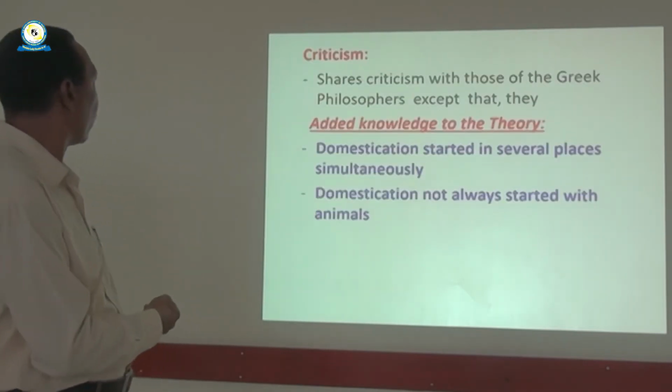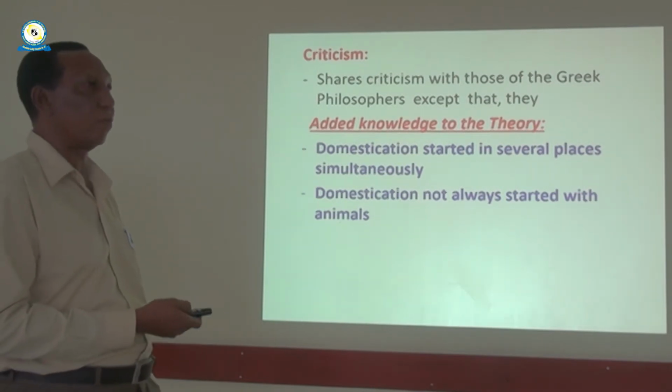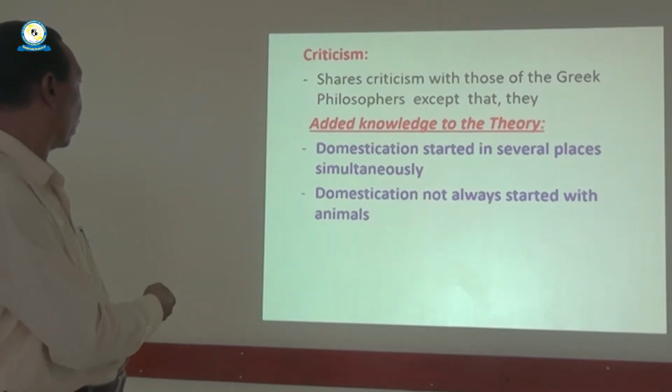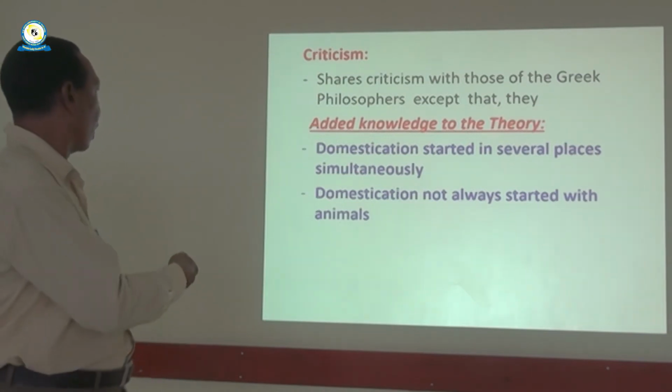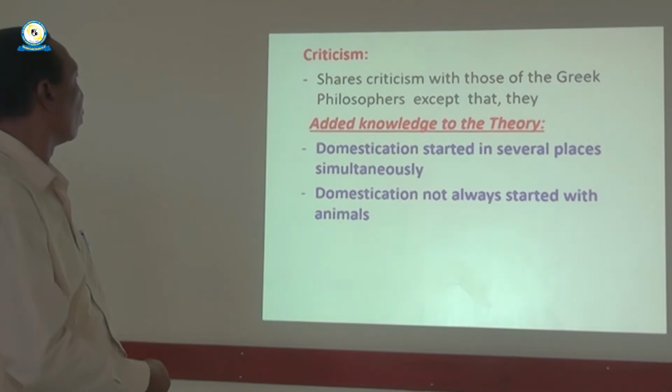So, criticism of the rationalists: they also emphasized more on environmental determinism. But they added new knowledge. See, domestication started in several places simultaneously. Also, they said domestication did not always start with the animals.